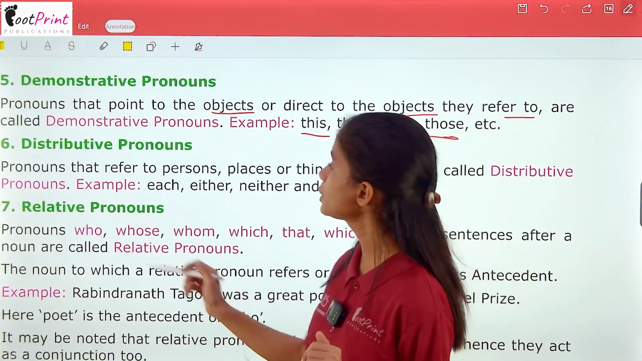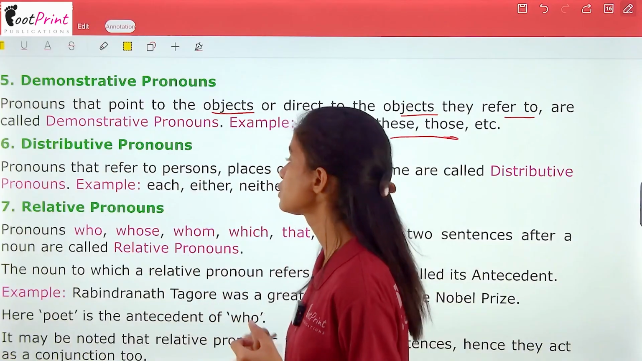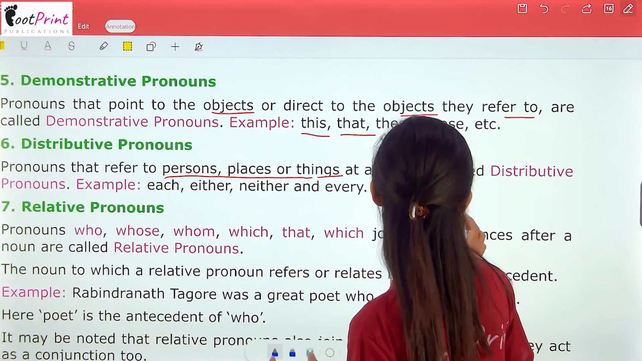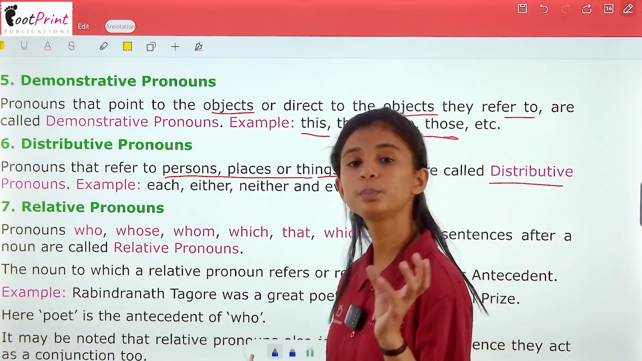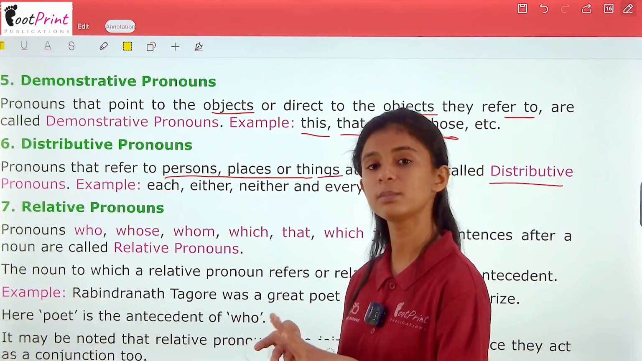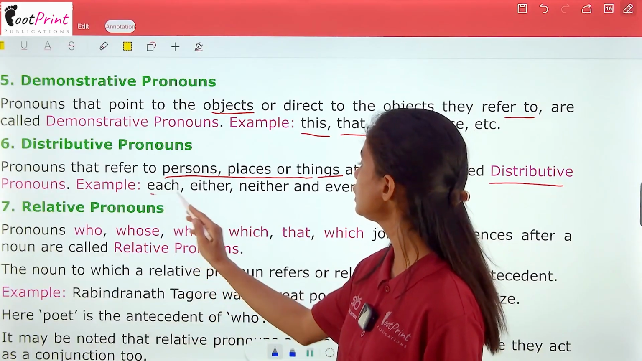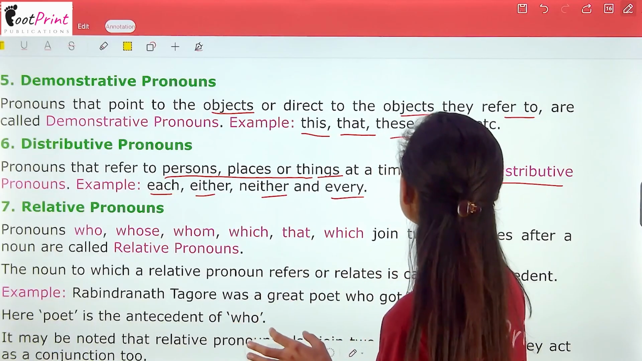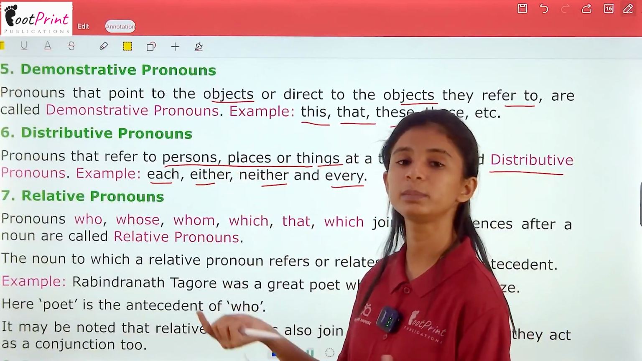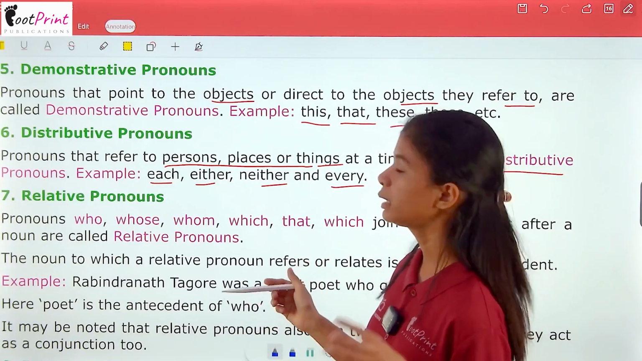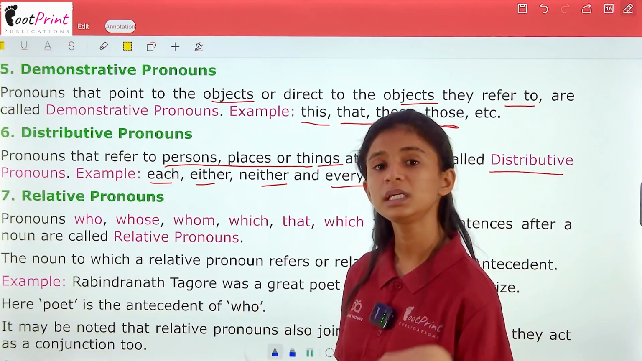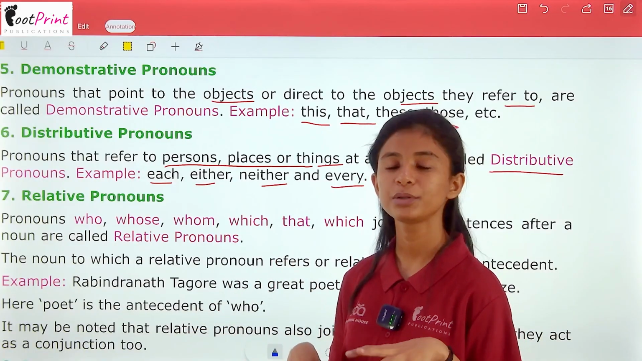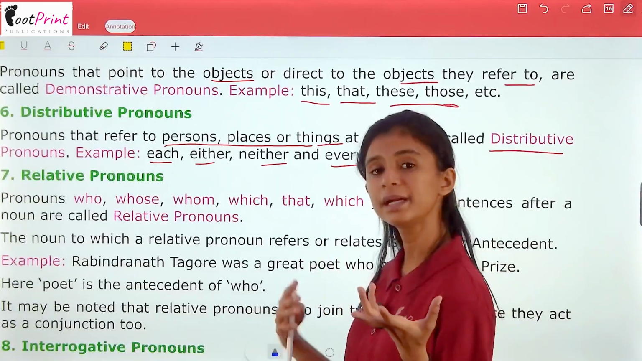Alright? Next we have distributive pronouns. What are distributive pronouns? Pronouns that refer to persons, places or things at a time are called distributive. जो more than one thing को एक बार में एक sentence में point कर रहे हैं. For example, each, either, neither and every. So they are pointing a person, place or thing at a same time. Okay? For example, either and or. Either she will do it or he will do it.